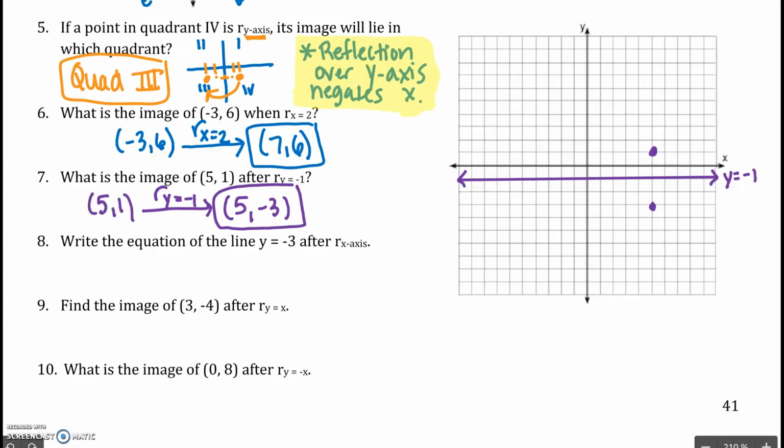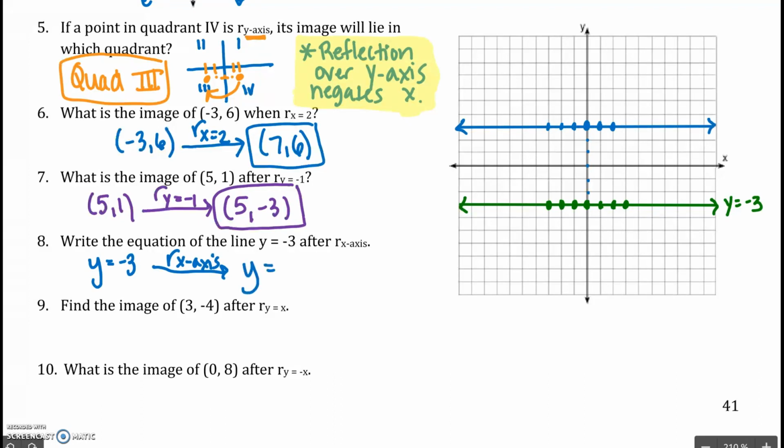Okay, I'm going to graph number 8, which will give me this horizontal line that has these points on it. If I'm reflecting each of those over the x-axis, I'm going to count to the x-axis and repeat that count back, and notice that now each one of these is going to be up at +3 instead of down at -3. So y equals -3 would become y equals +3, noting that the y value negated.